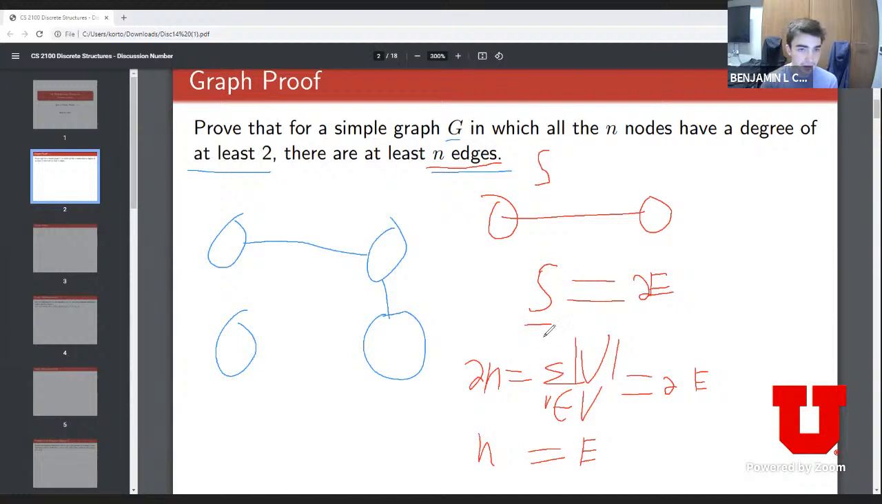And this proof is easily generalized to show that there must be greater than or equal to n edges in the graph, right? So now assuming that 2n is greater than or equal to 2e, it's easy to show that n must be greater than or equal to e.